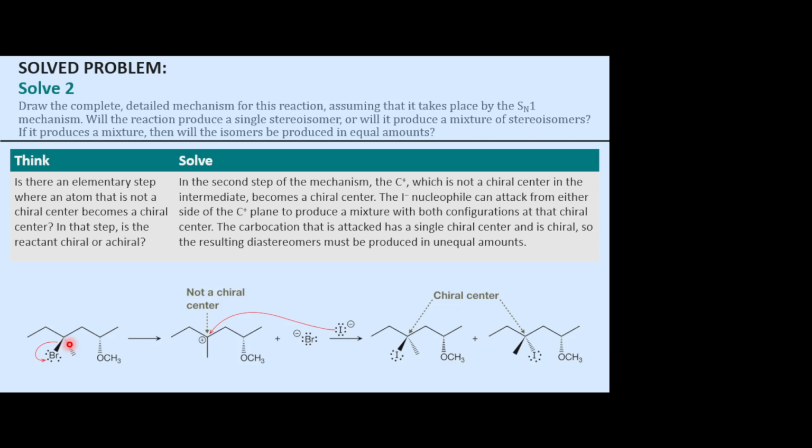So this right here is going to be your bromide. You leave, you produce your, not a chiral center, choose the carbocation. Then you're going to attack from either direction, and so that would give you your two options, right? Now, because this right here is chiral right there as well, this is going to be produced in unequal amounts. And so you'll have your diastereomers, but they're not going to be equal amounts.